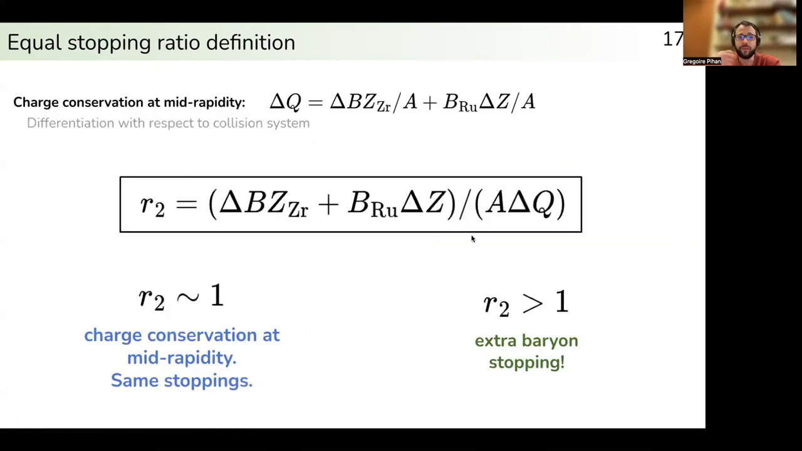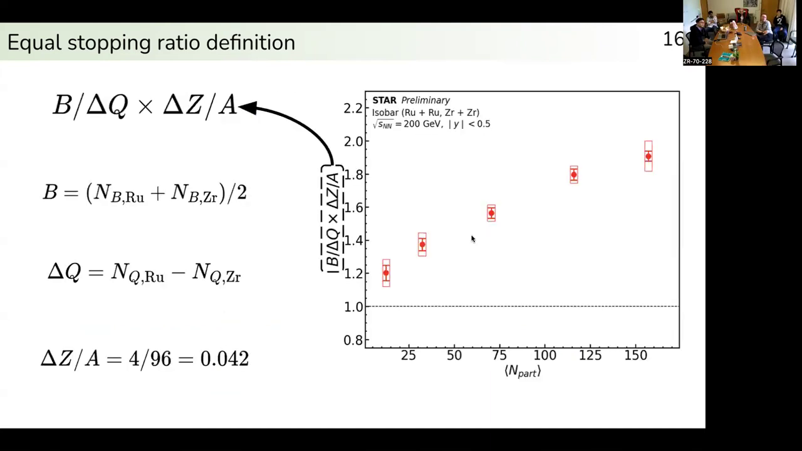And this actually comes from the charge conservation applied at midrapidity. So you know that in heavy ion collisions, we have the global charge conservation. So basically, if we have a total number of baryons, can you go back to the last slide? I try to understand what is the definition of delta Q here.